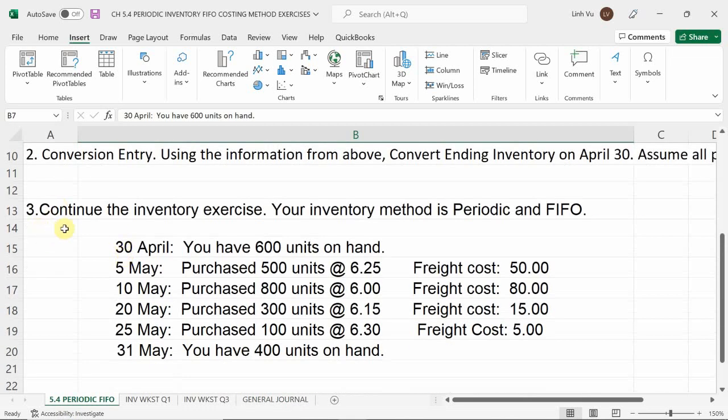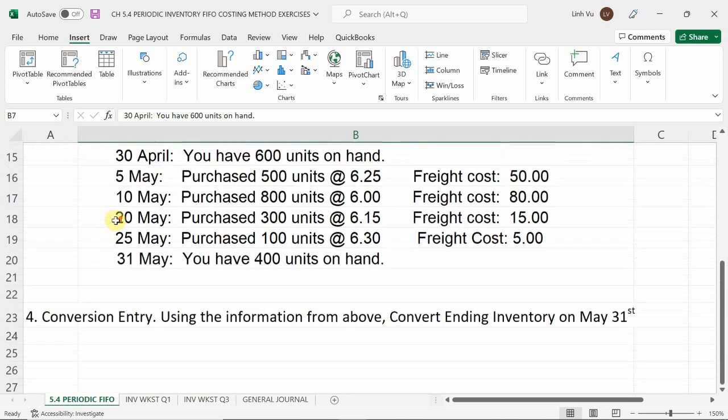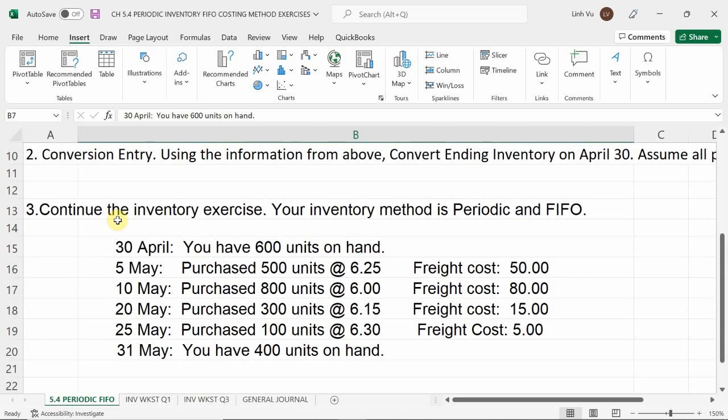So let's go ahead and do the second example real quick here. So again, question 3 says continue the inventory exercise. Your inventory method is still periodic and it is FIFO, right? We're still doing the same thing here. Now, I'm going to let you guys know this. I'm not going to require you to practice journalizing the purchase expense and the freight expense anymore. Why? It's rinse and repeat. It's the same exact entry over and over again. Only difference is the number you're plugging in. So in this case, we've already done that for the first part of the exercise.